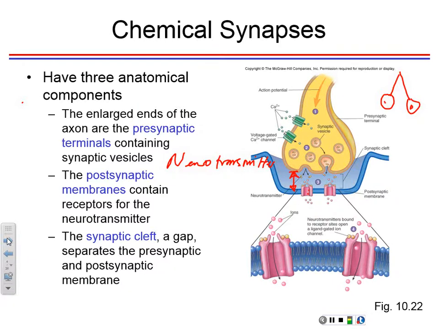That way the body can regulate, say, ACh, then it knows it's going to affect the muscle cells. If it's epinephrine, then it's going to affect how you speed up everything in the body. So it's going to affect certain glands and certain parts. So only one neurotransmitter will work at that synapse, and there are many synapses and many neurotransmitters.